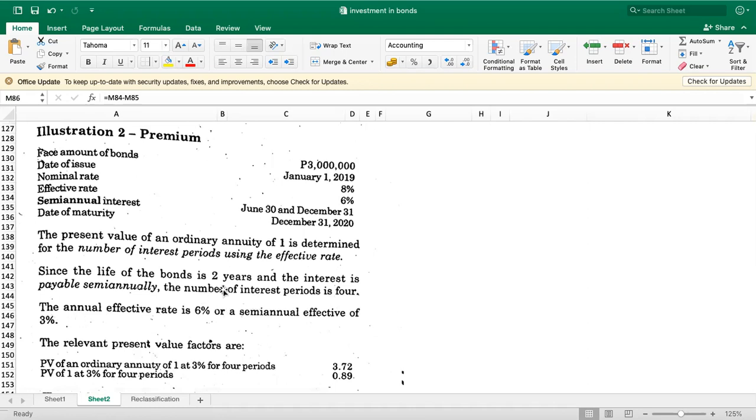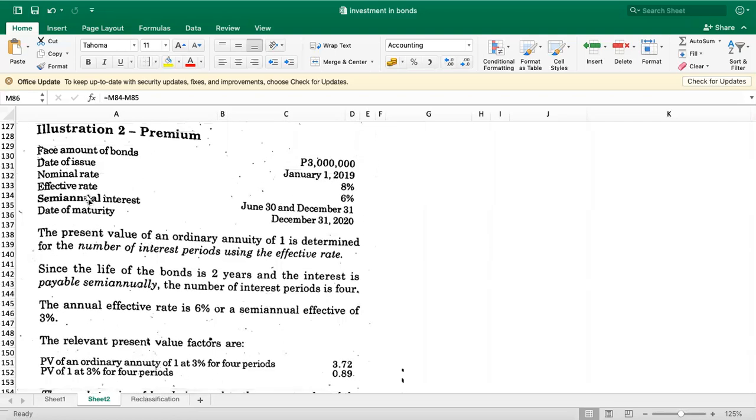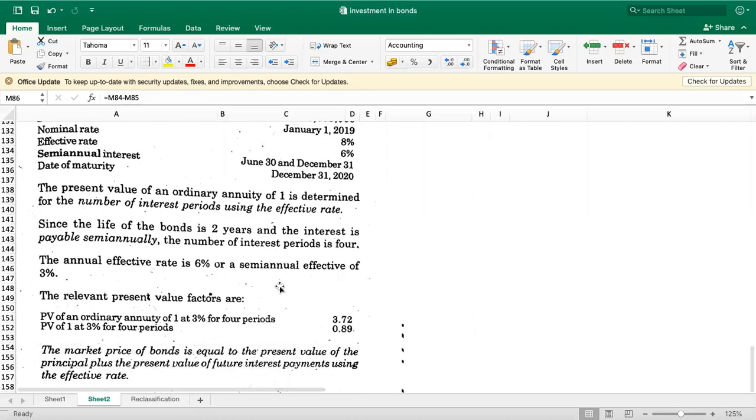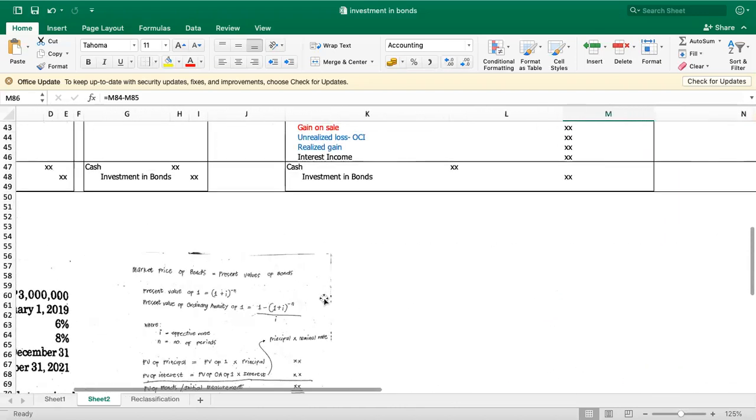So, di ba, in computing the present value, you need to be very careful if the interest payment ba naka-annual or naka-semi-annual. Why? Because it will change your N, it will also change your I. Okay, so based on the problem, given na din yung PVs natin, present value natin, but we need to compute, if it's not given on the problem, using this formula.